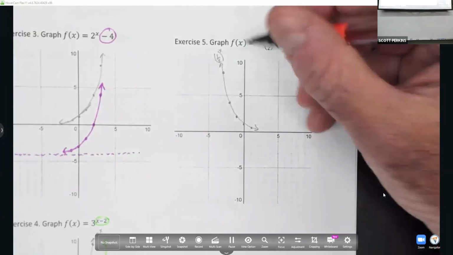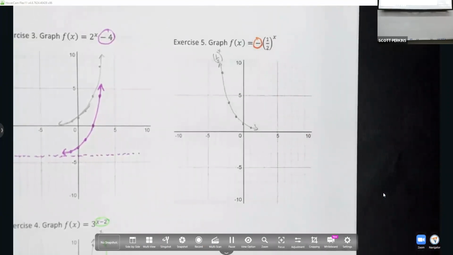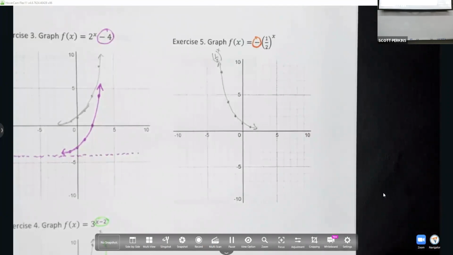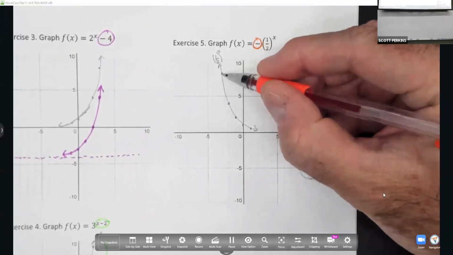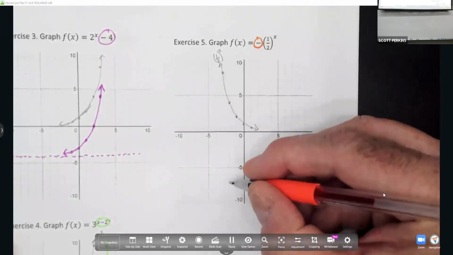The negative being out in front of this graph, what does that do to the graph? It flips it, because it makes all of what values negative? The y values. Since it's out in front of everything, it makes all the y values negative. Yes. So this first y value on the left is positive 8. Now it becomes negative 8.